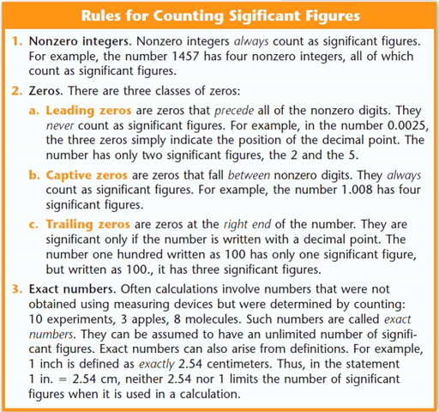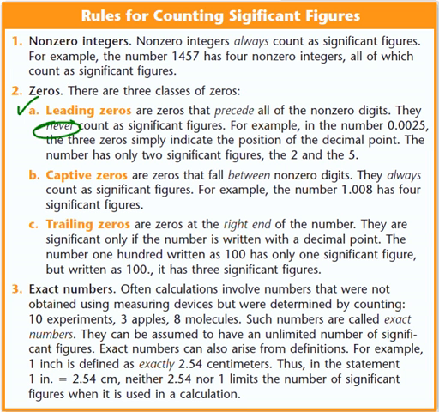So, zeros. Now this is where it can be a little tricky, but it's not that difficult. There are 3 classes of zeros. The first one, leading zeros. Leading zeros are zeros that precede all of the non-zero digits. They are never to be counted as significant figures.